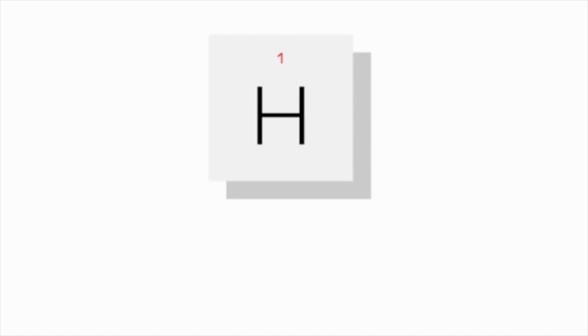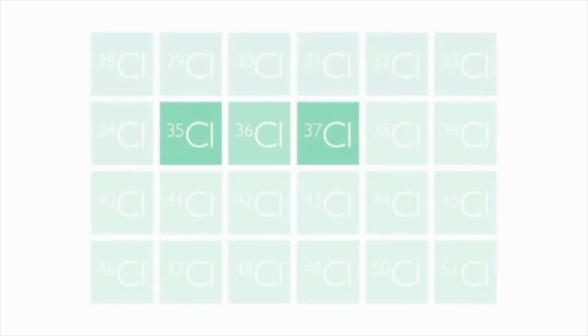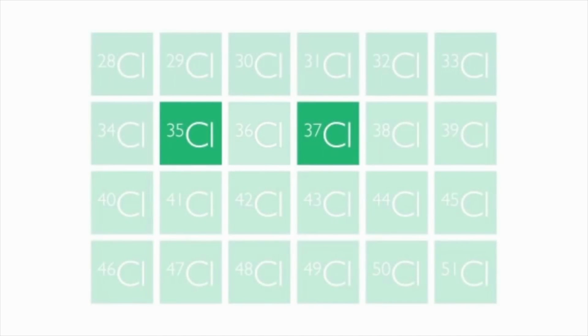Note that in each of these isotopes there is a single proton. And this means that the element is unchanged, and that's the important point. It is still hydrogen and will react chemically in exactly the same way. There is often more than one stable isotope of an element. In fact, much of the world around us is made up of stable isotopes.